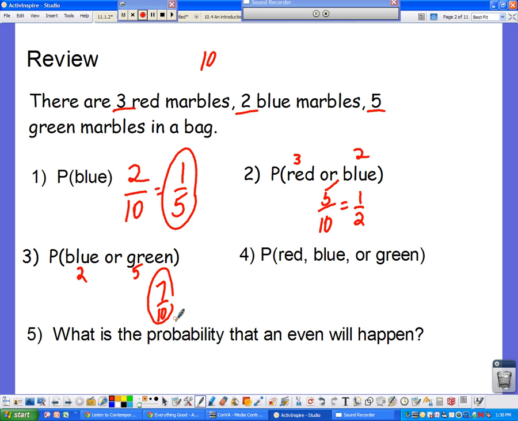Number 4, probability of a red marble, a blue marble, or a green marble. So our red marbles are 3, blue marbles are 2, and the green marbles are 5. So we add them up, and we get 10 out of 10, which we have the probability of 1. So that kind of leads us into question number 5. What is the probability that an event will happen? And you find out that the probability of an event that will happen is 1. So like in number 4, that's all the marbles that are in the bag. Red ones, blue ones, and green ones. So if we want a red one, blue one, or a green one, we have a guaranteed chance that we're going to get a red, blue, or green one.